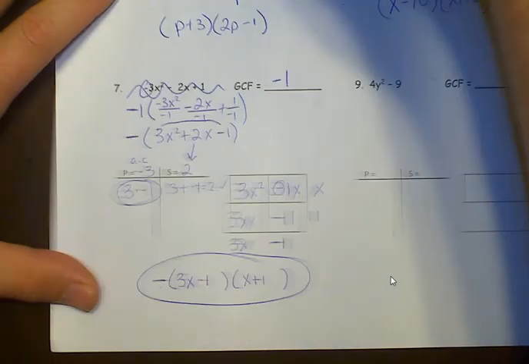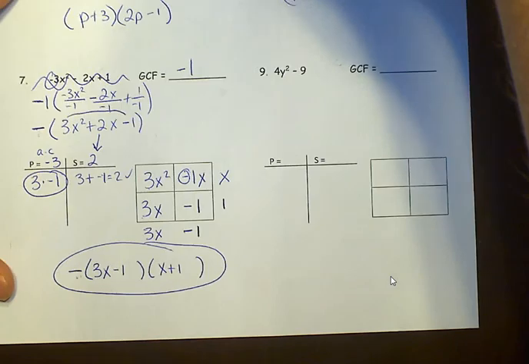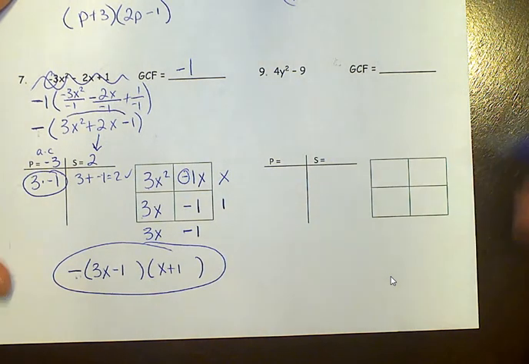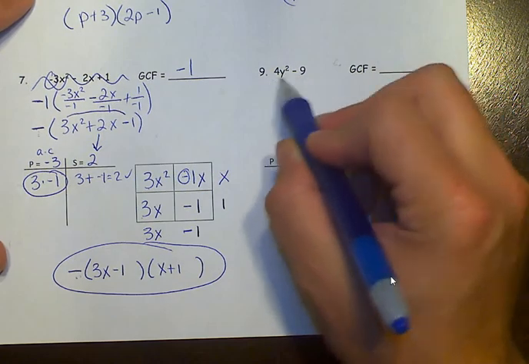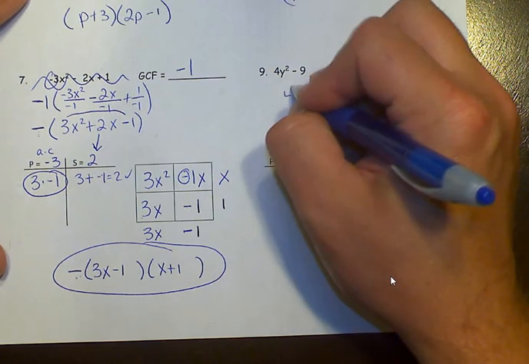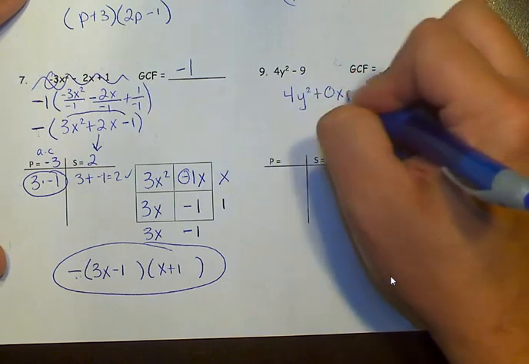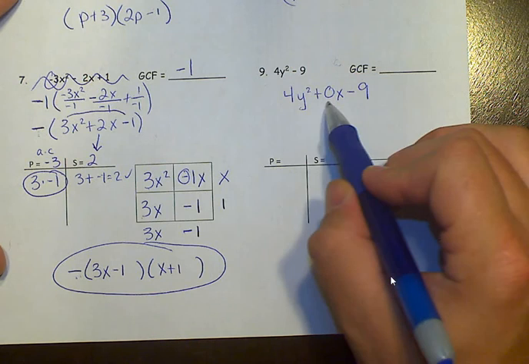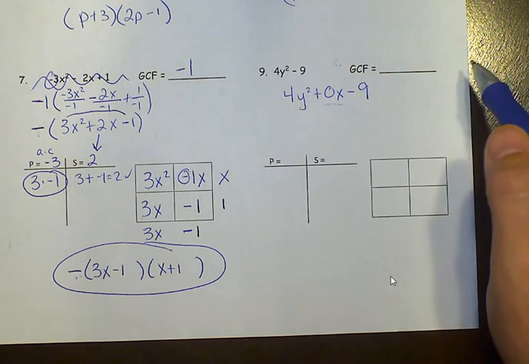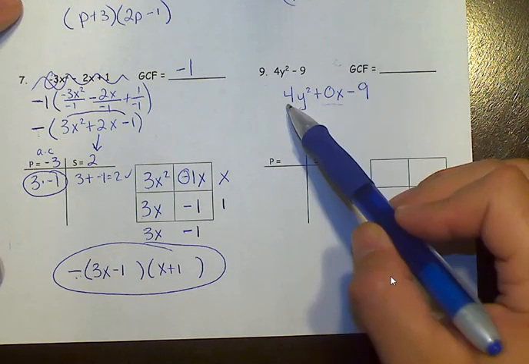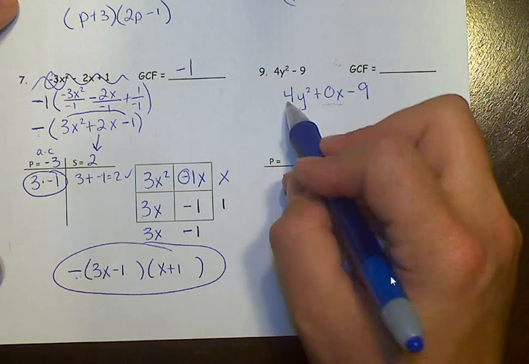Last one. Again, I'm missing something here. I only have 2 terms. So I'm going to rewrite this. Plus 0x minus 9. I just rewrote a 0 there. Do I have a GCF? 4, 0, and 9? No, I don't.